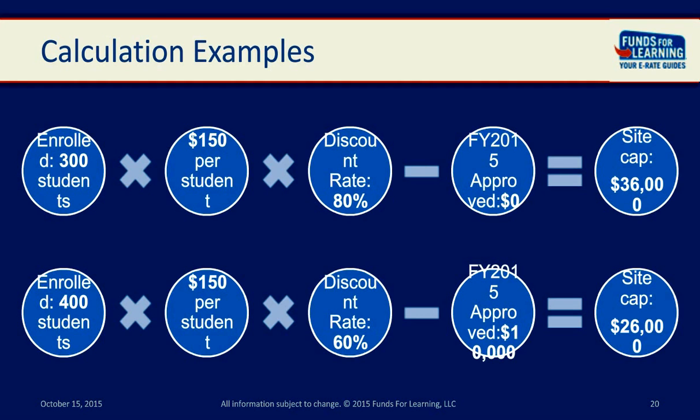And in this case, this school applied for $10,000 worth of funding in 2015, so we subtract that out. So when I'm looking at their 2016 budget, they have $26,000 of E-rate funds available to them for 2016 and also the next 4 years because they started their process in 2015.